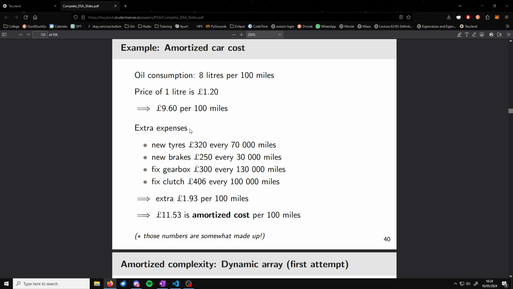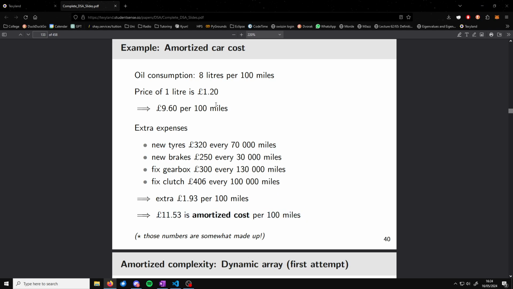Okay, so extra expenses: new tyres, £320 every 70,000 miles. New brakes, £250 every 30,000 miles. Fixed gearbox, £300 every 130,000 miles. And fixed clutch, £406 every 100,000 miles. So this is an extra £1.93 per 100 miles. And so we've worked out the amortized costs.